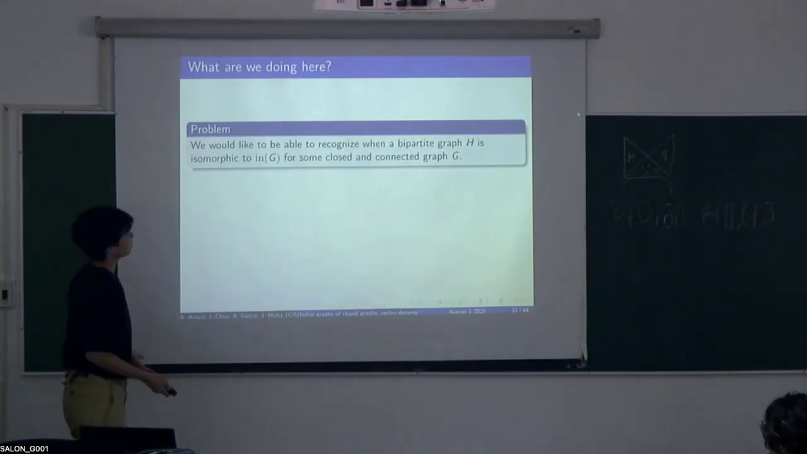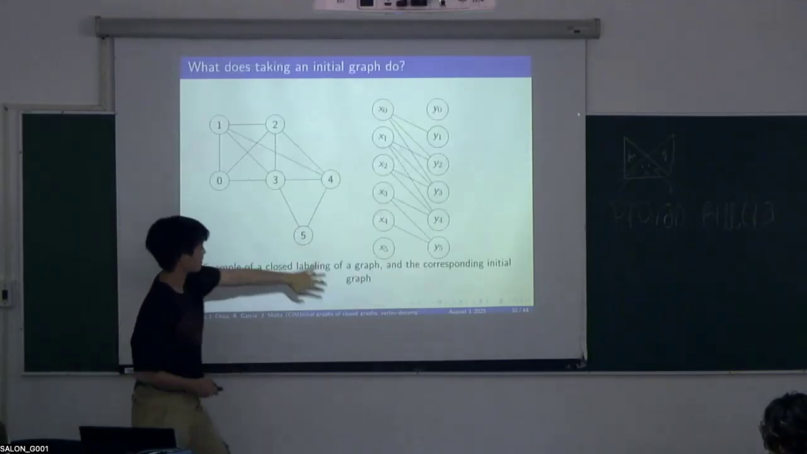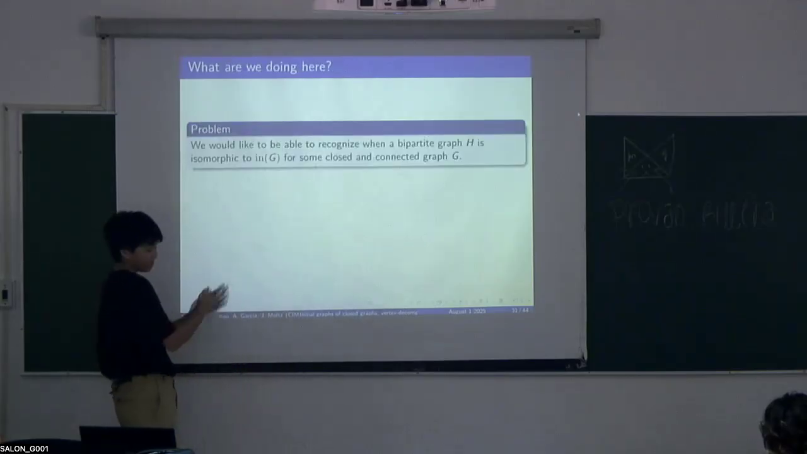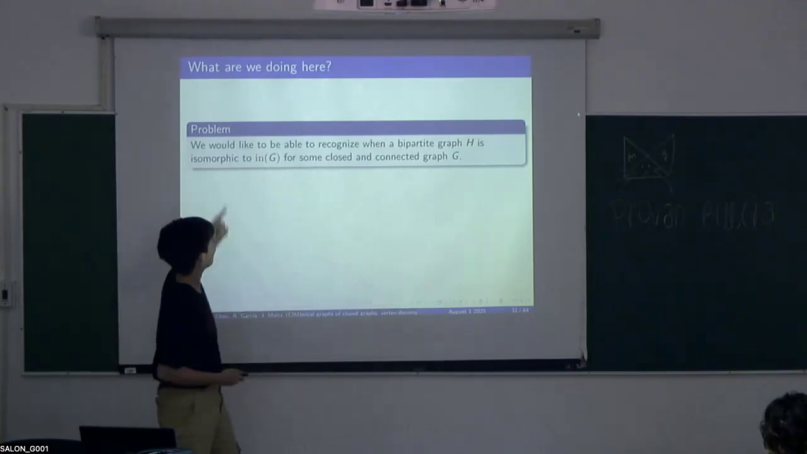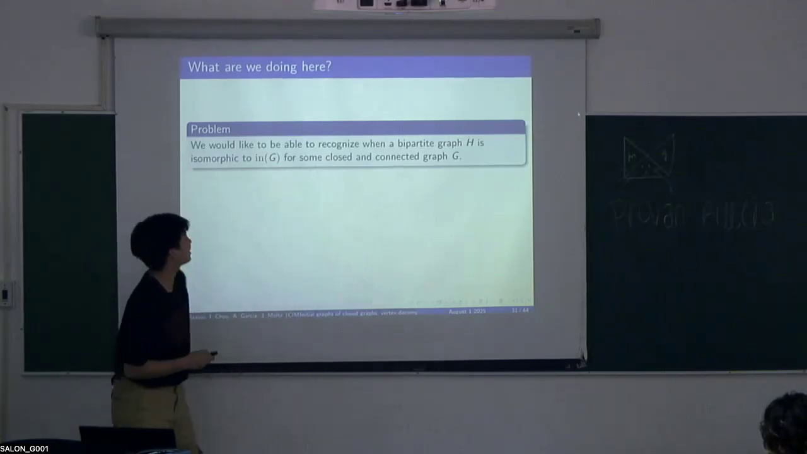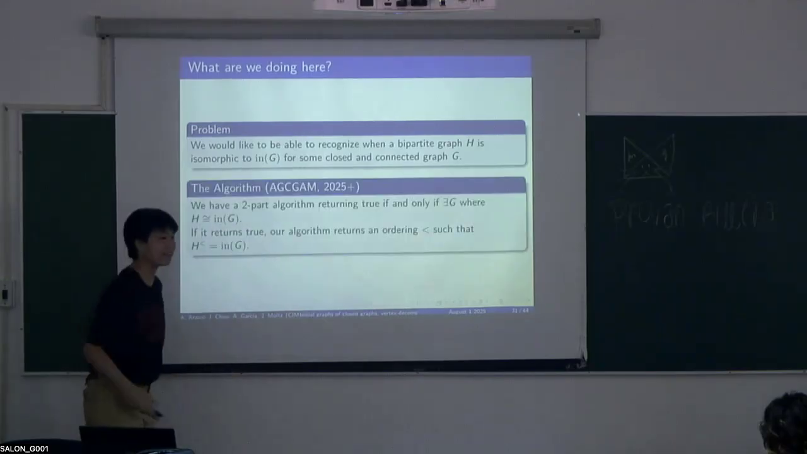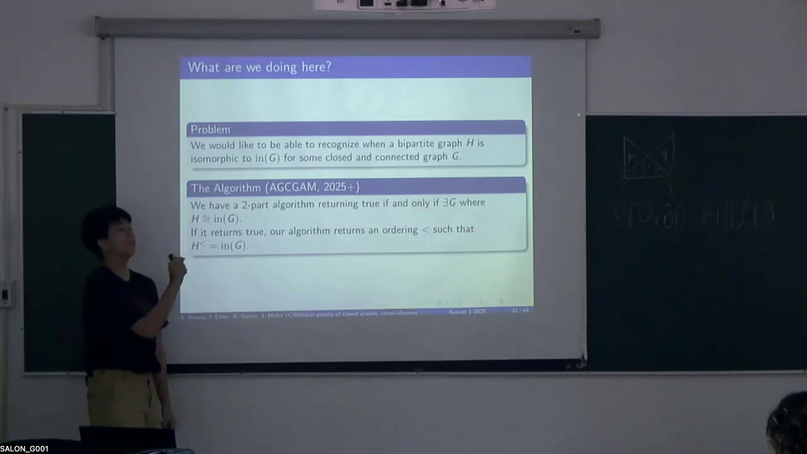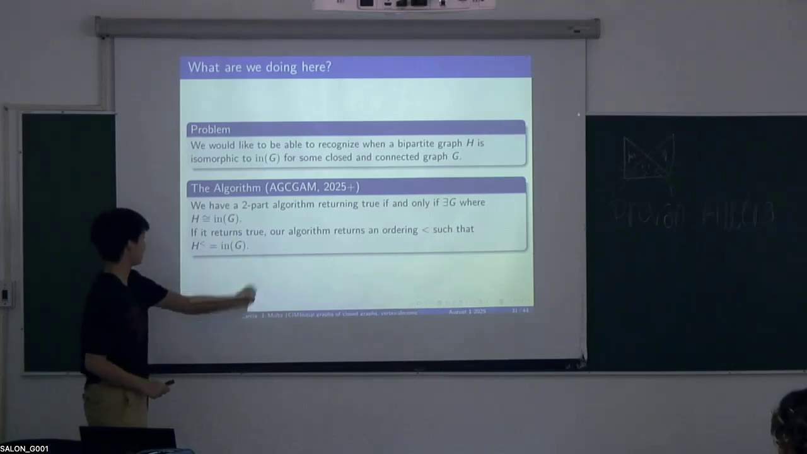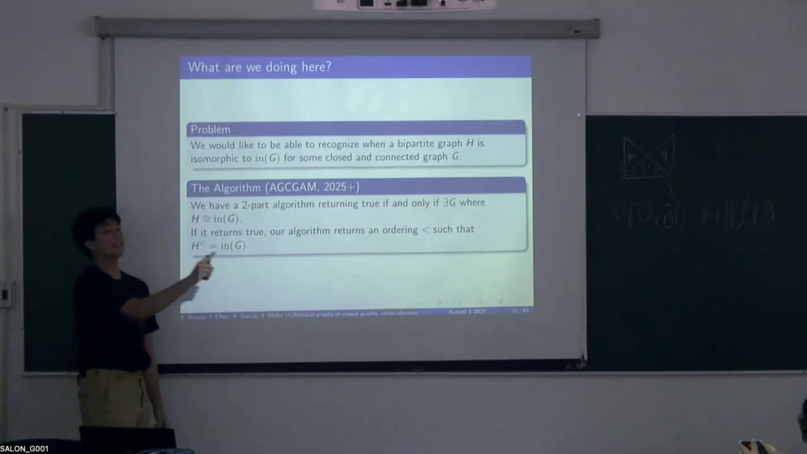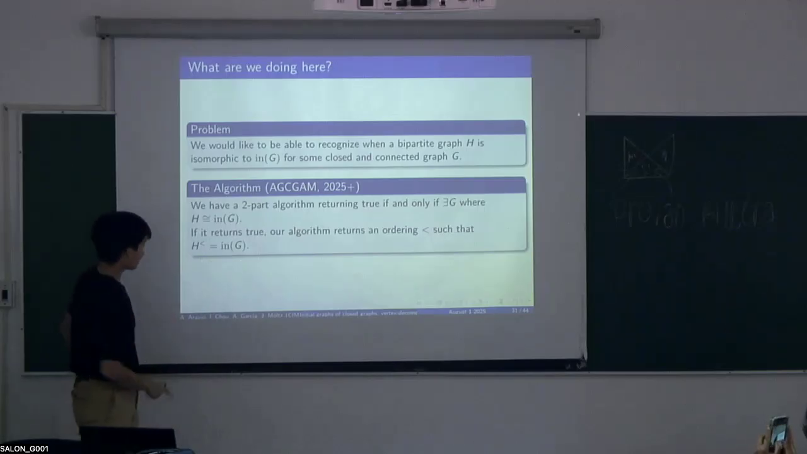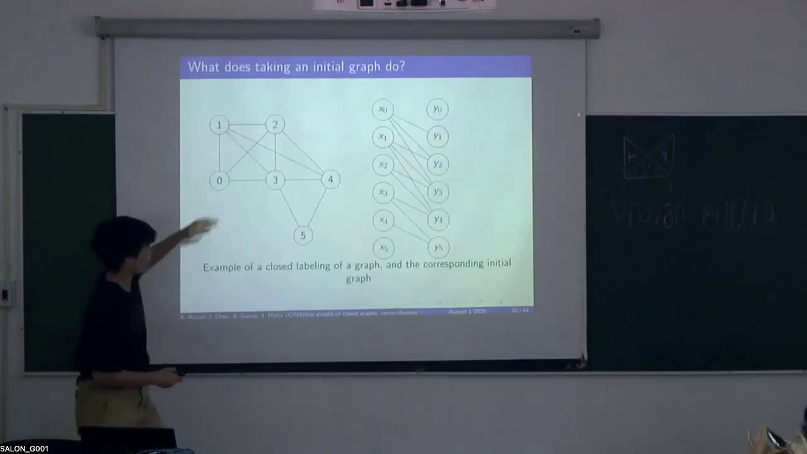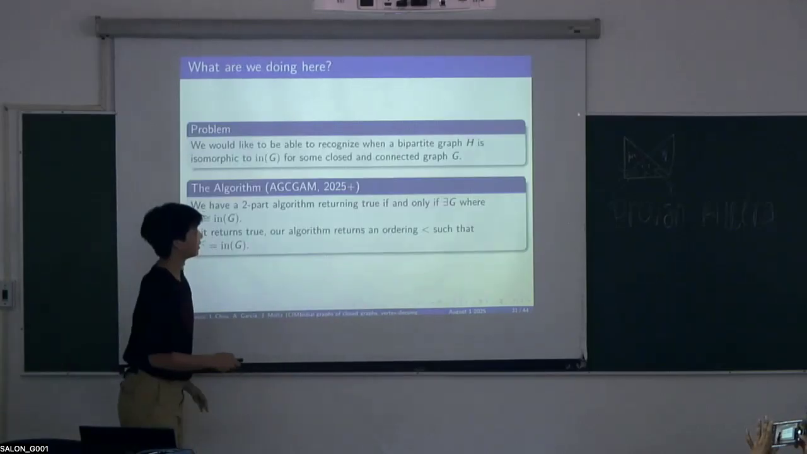So the question: we'd like to recognize when any one of these graphs actually has a secret deep algebraic interpretation, and we want to figure out when it actually is isomorphic to an initial graph for a closed and connected graph. And we have an algorithm that does exactly this. It's 2 parts. It returns true if and only if it's isomorphic to the initial graph of a closed graph. And if it is isomorphic to an initial graph, not only does it return true, it also relabels it such that it looks like an initial graph, as in everything slopes down like this.